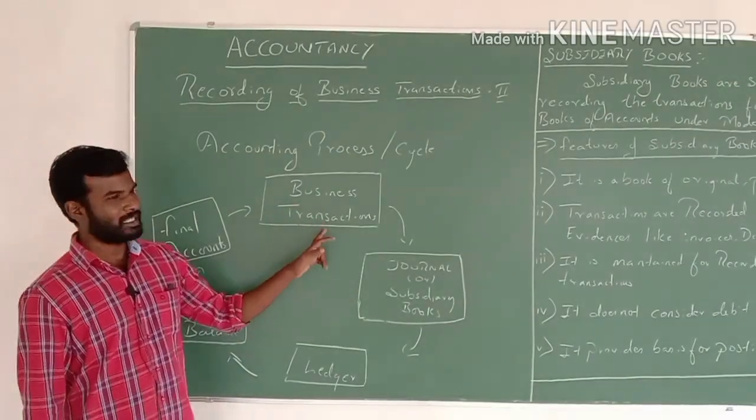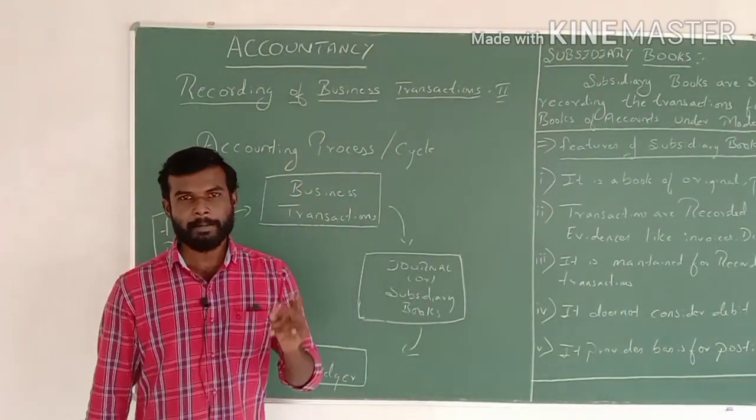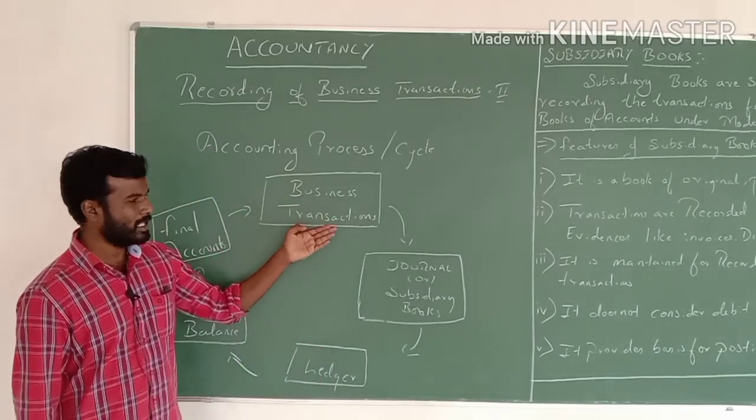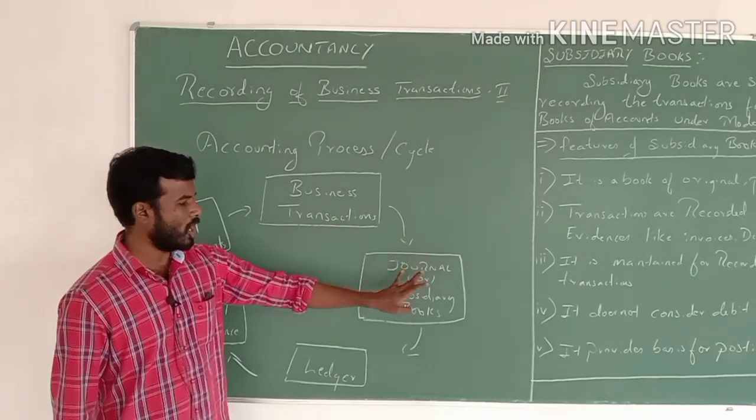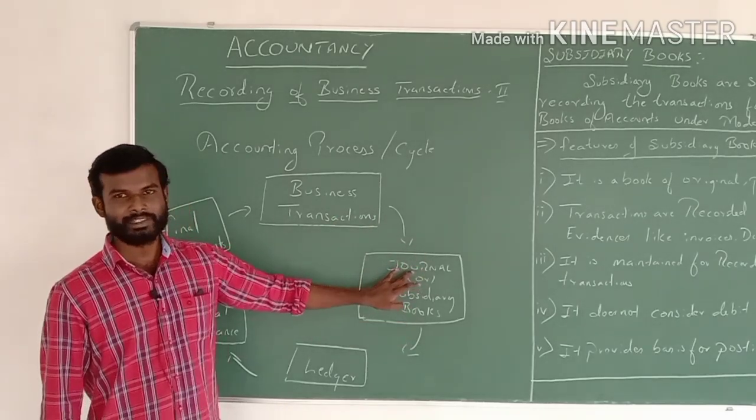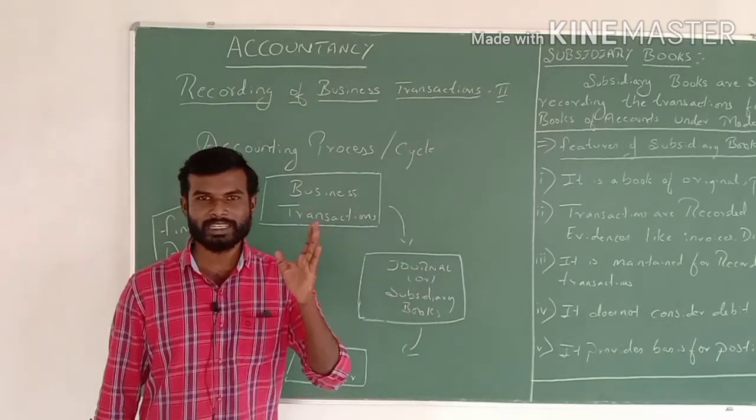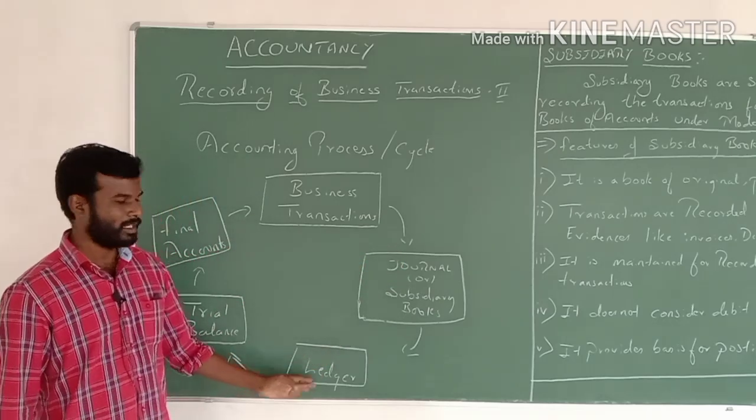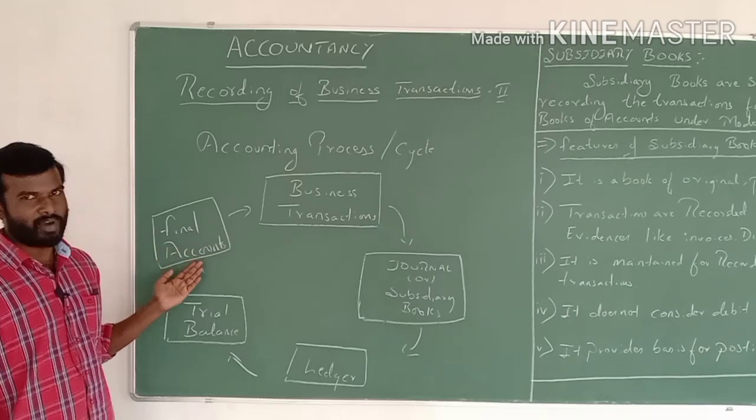Business transactions can be classified as cash transactions, credit transactions, barter transactions, as well as paper transactions. A business transaction should be recorded for the first time in the journal or in the subsidiary books. What is this journal? You may be familiar with it. Journal means a recording of the business transactions in a chronological order. Then we move to the ledger, then to the trial balance, and finally to the final accounts.